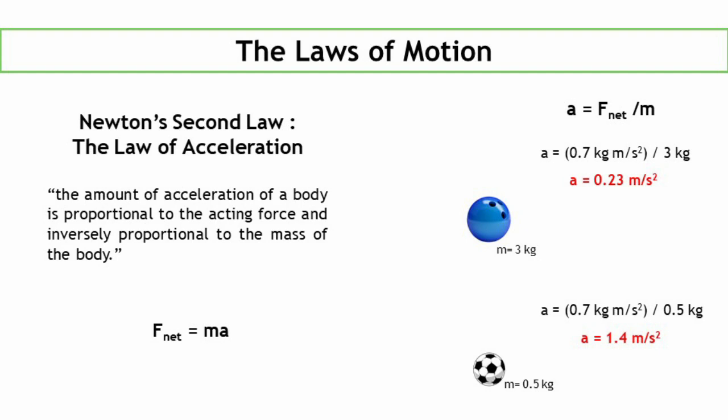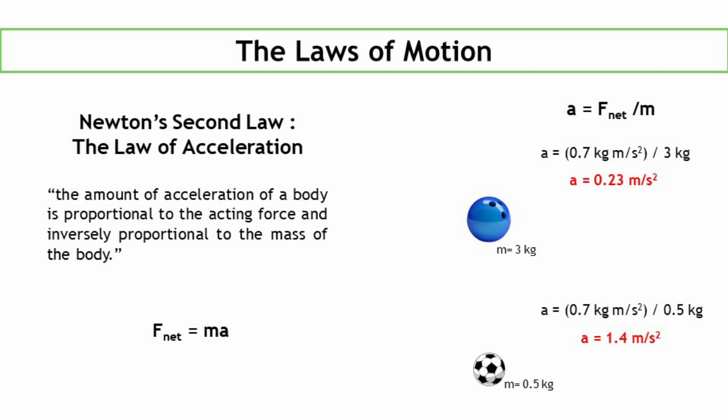In other words, ang pagbabago sa bilis ng isang bagay ay nakadepende sa net or acting force, which is sabi natin kanina ay yung force na ina-apply sa isang bagay at sa bigat ng bagay na yon. Merong sinabi dito na proportional to acting force. Ibig sabihin, pag mataas yung acting force, mas mabilis yung magiging acceleration ng isang bagay.